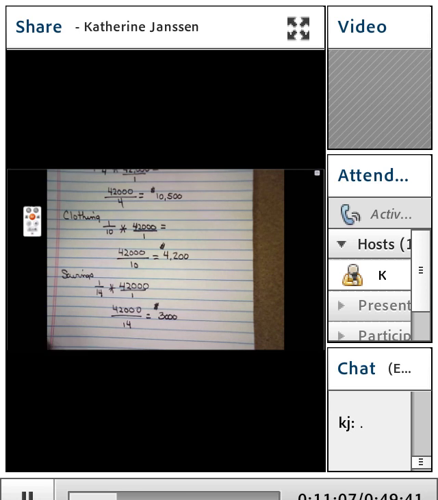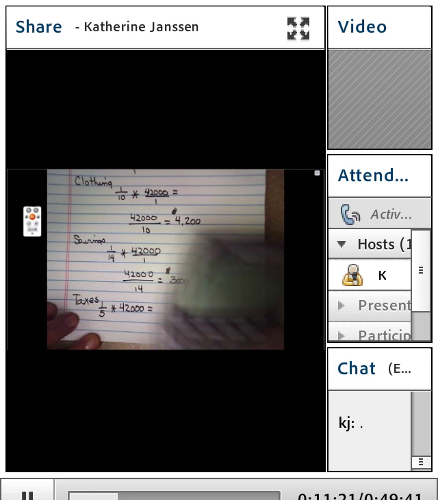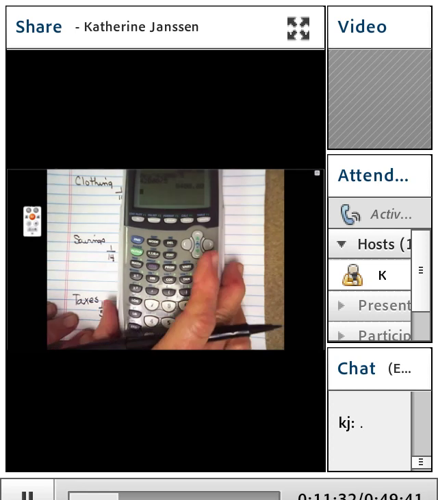Taxes. I spent 1/5 on taxes. 1/5 of represents multiplication. That's 42,000 divided by 5. 42,000 divided by 5 is 8,400.